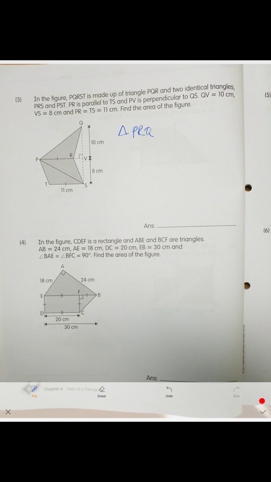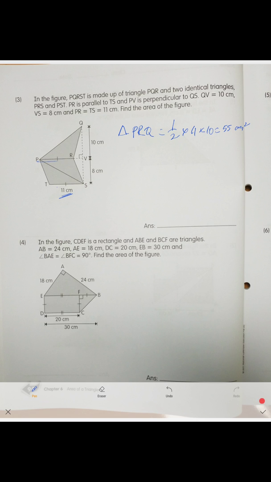PRQ. Here is the base, and we know they show us that this one is the same as this one. So if this one is 11, this one is also 11. I should write it like this: 11 centimeters. So we have our base, we have our height. So 1/2 times 11 times 10 is 55 square centimeters. We just found this triangle.